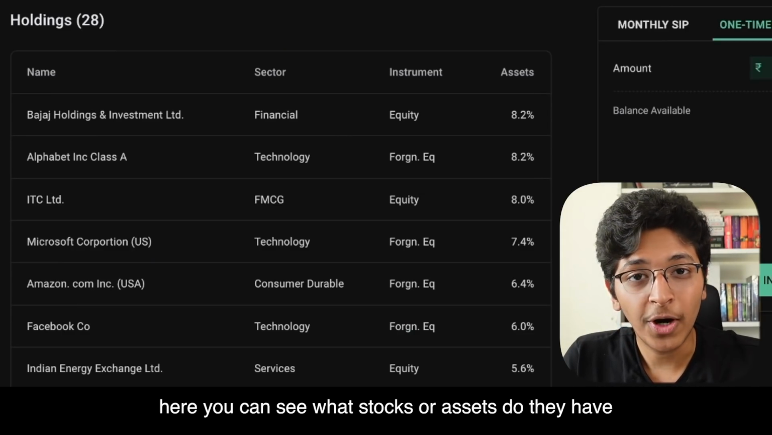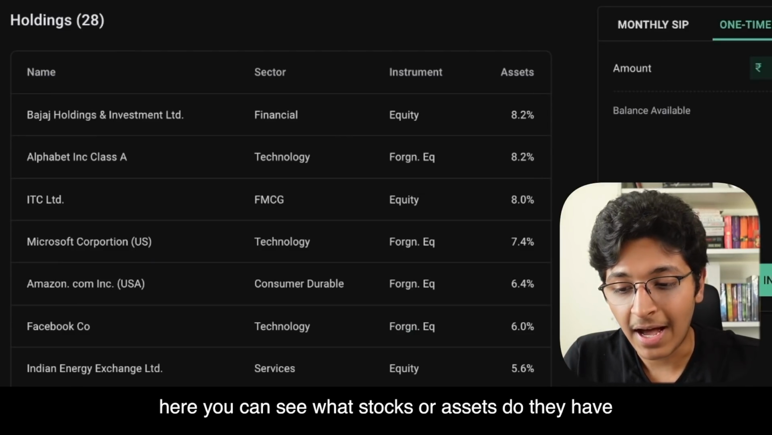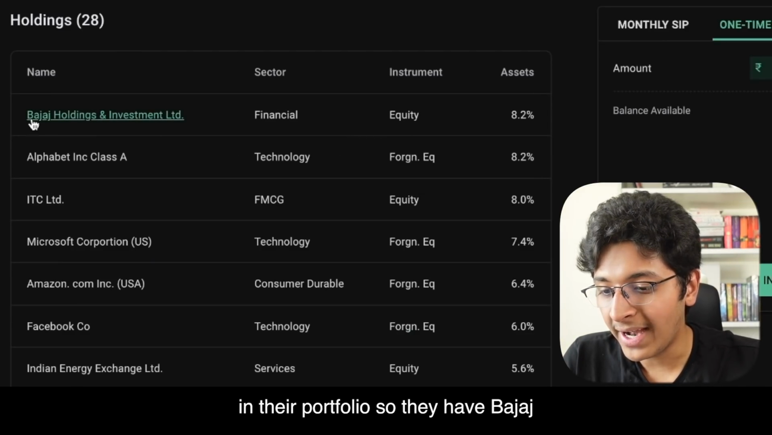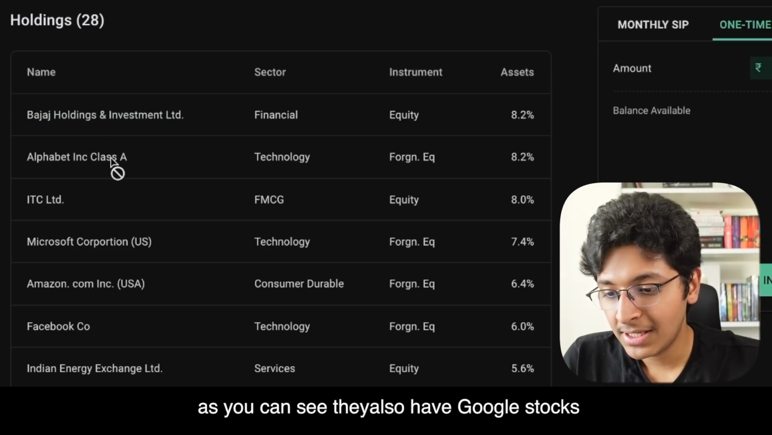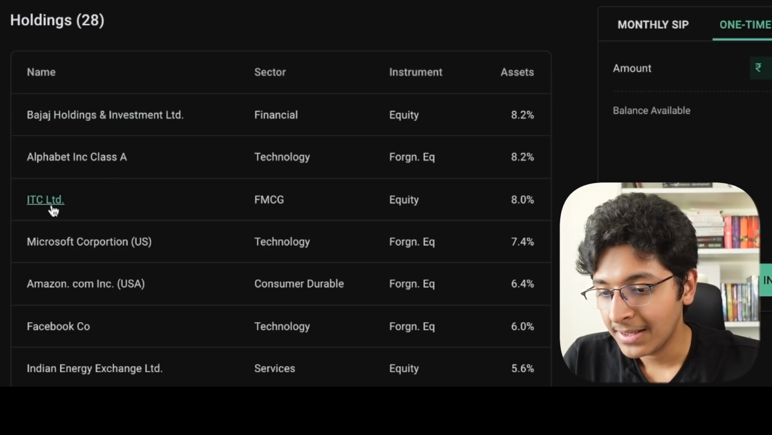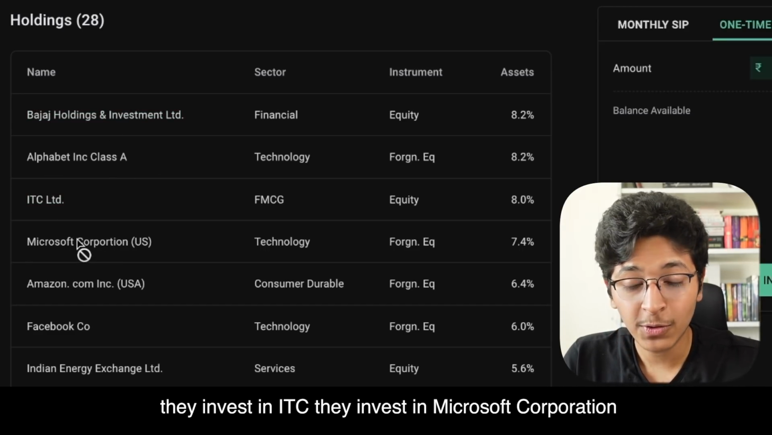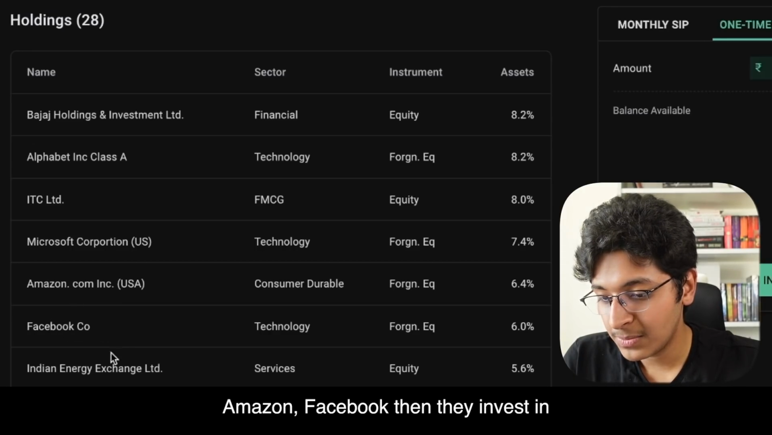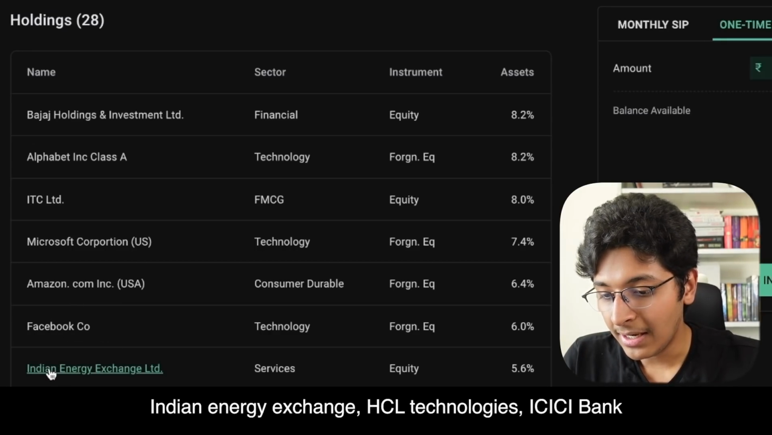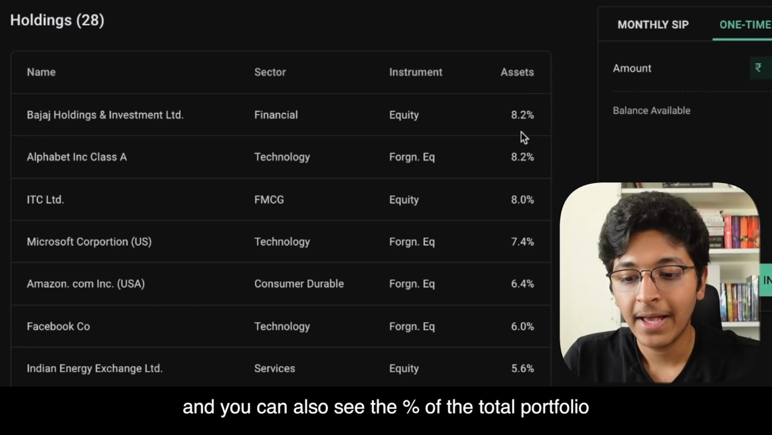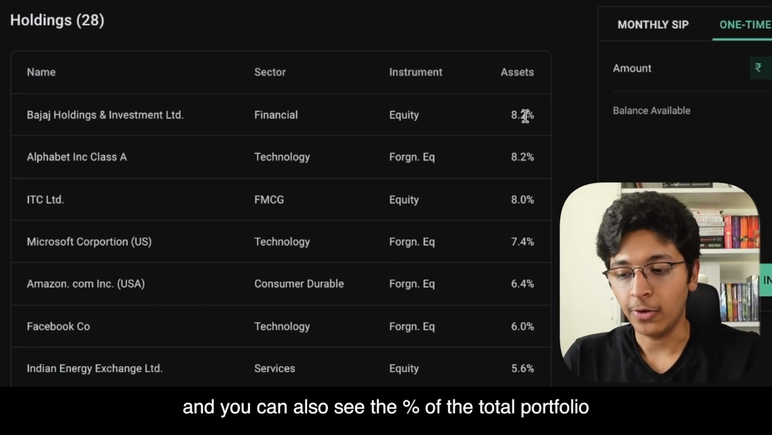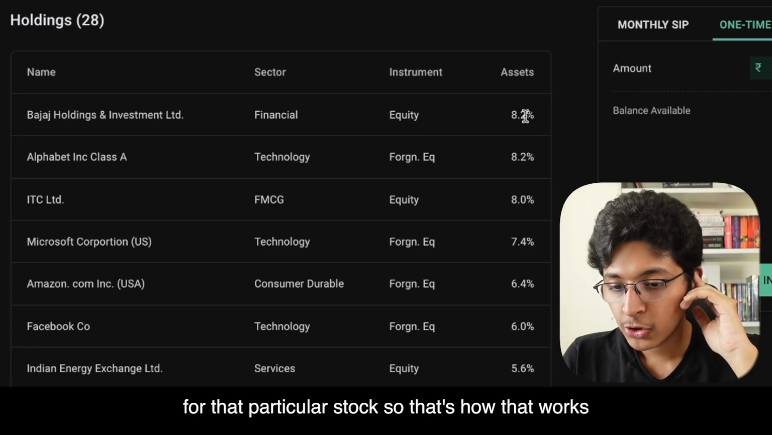Here you can see what stocks or assets they have in their portfolio, right? So they have Bajaj. As you can see, they also have Google stocks. They invest in ITC, Microsoft Corporation, Amazon, Facebook, then Indian Energy Exchange, HCL Technologies, ICICI Bank, and you can also see the percentage of the total portfolio for that particular stock. So that's how that works.